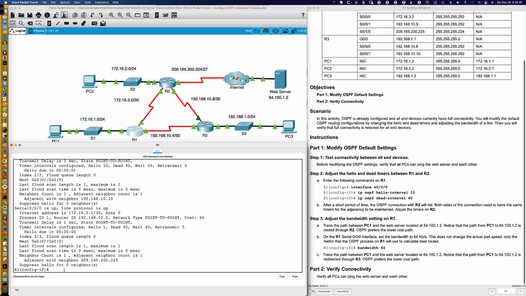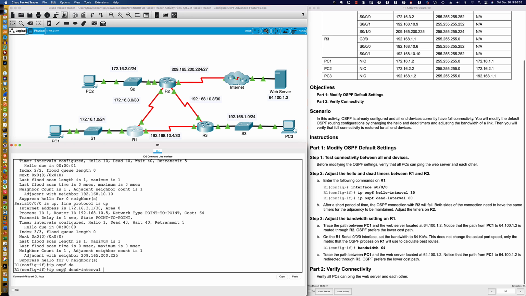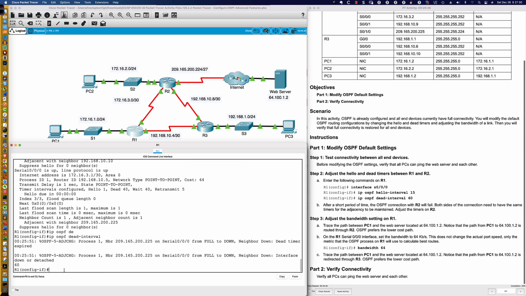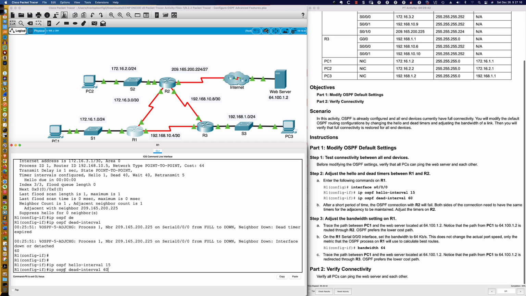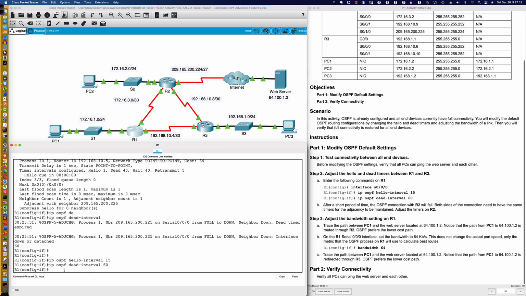Now remember, that 39 seconds I was talking about is counting down right now, because there are values that need to match between neighbors. And I'm going to make this 60. And if those don't match, then those neighbors are going to go down. And so you can see we've just lost our adjacency with router 2. So let's set it to the intervals that they want. We'll say 15, and then we'll say dead interval 60. And that was what they were looking for.